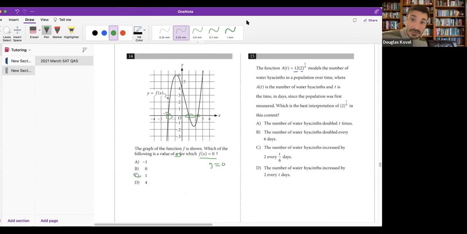The common wrong answer that people put for this question is 4. But that would be f of 0 is equal to 4. So that would have been if they said, what is f of 0, or they might have said, if f of x equals 4, then what is x? And then it would be 0. So that would be doing the question in reverse.